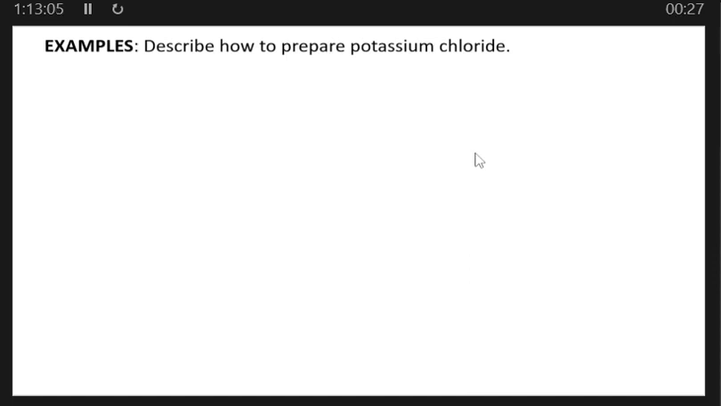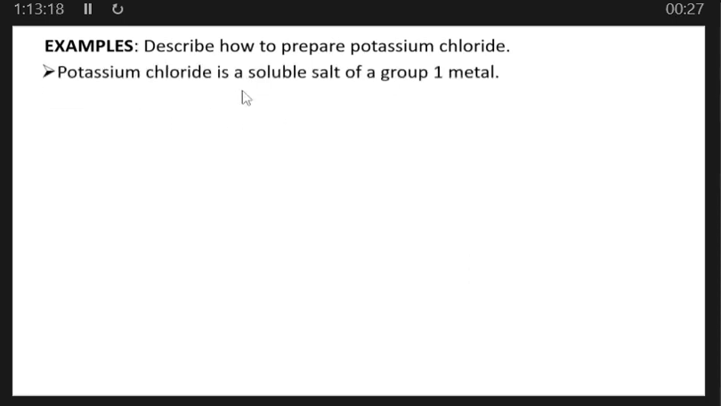So now let me answer this one for you. So potassium chloride, I must remember, is it a soluble salt or not? Remember, all salts of potassium are soluble, so this salt will be soluble. So potassium chloride is a soluble salt of a group 1 metal. So remember now the method of preparation. Since it is a soluble salt of a group 1 metal, we said salts of group 1 metals are prepared by what method? Titration or neutralization method. So we are going to say it can be prepared by titration method or neutralization method.